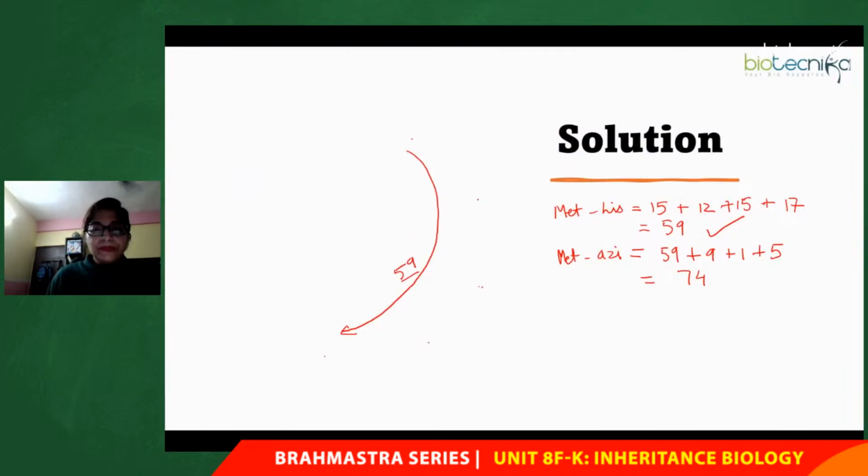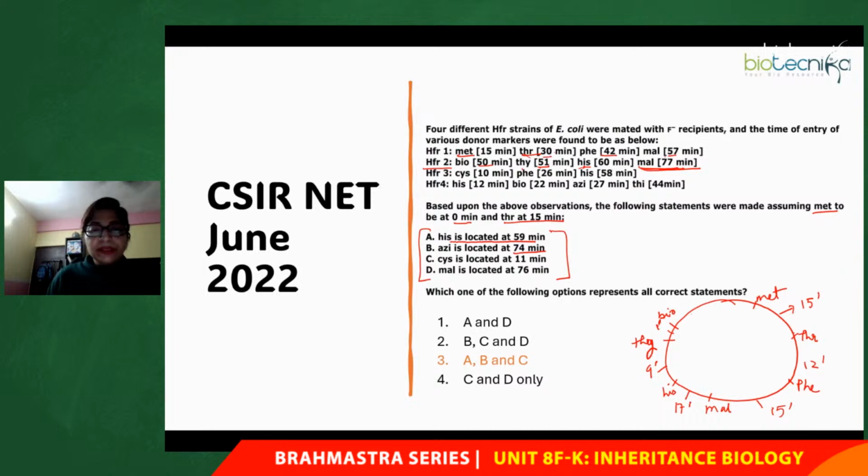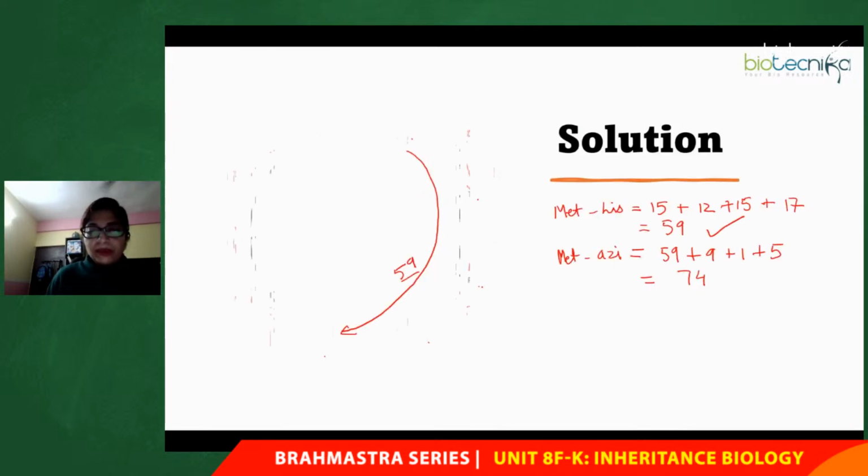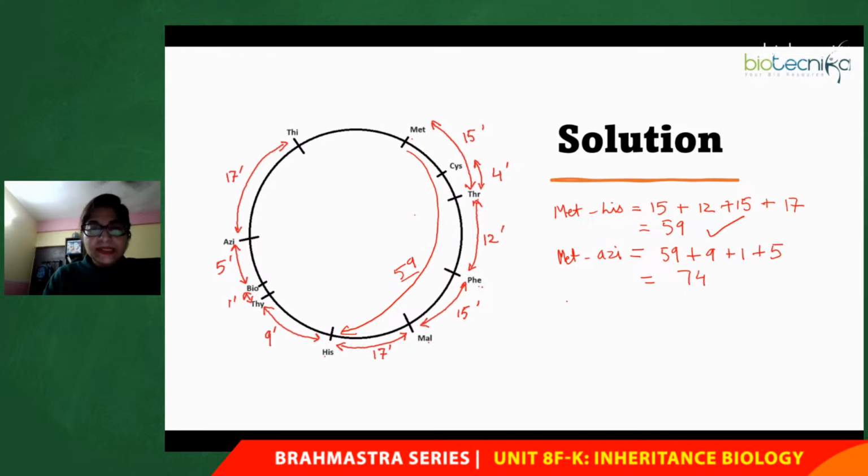Now, third statement: cis is located at 11 minutes. Now, met to cis distance is not given. What is given is met to 3O and 3O to cis, which is 4. So from the diagram itself, you can see the distance between met and cis will be 15 minus 4, so it will be 11 minutes, which is also true.